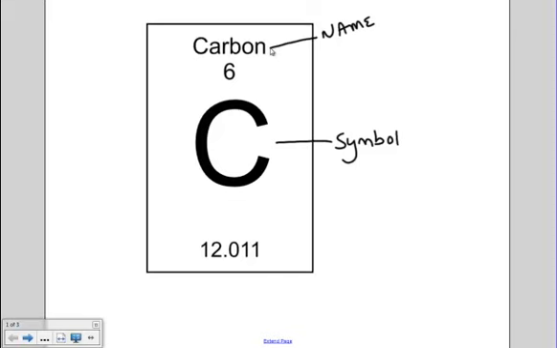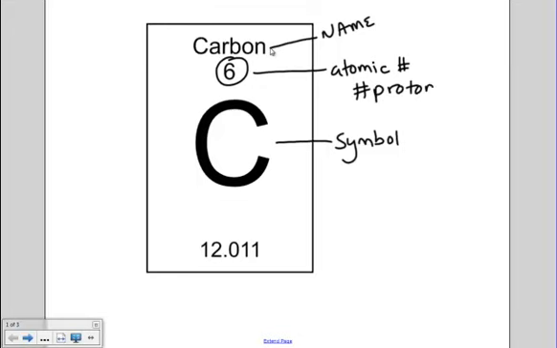It tells us two other pieces of information. We have the atomic number up at the top. So for carbon, your atomic number is 6. And notice that our elements on the periodic table, their atomic numbers increase by 1 as you move through. Now, your atomic number is going to tell you the number of protons.